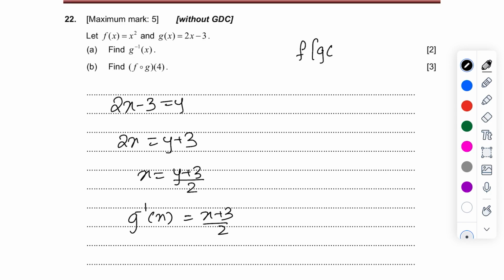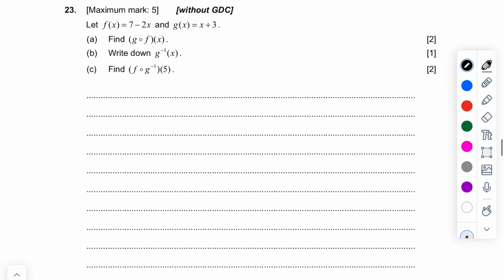f of g of 4. f of g of 4 is 8 minus 3, which is f of 5, which is 5 square, which is 25. Question number 23.